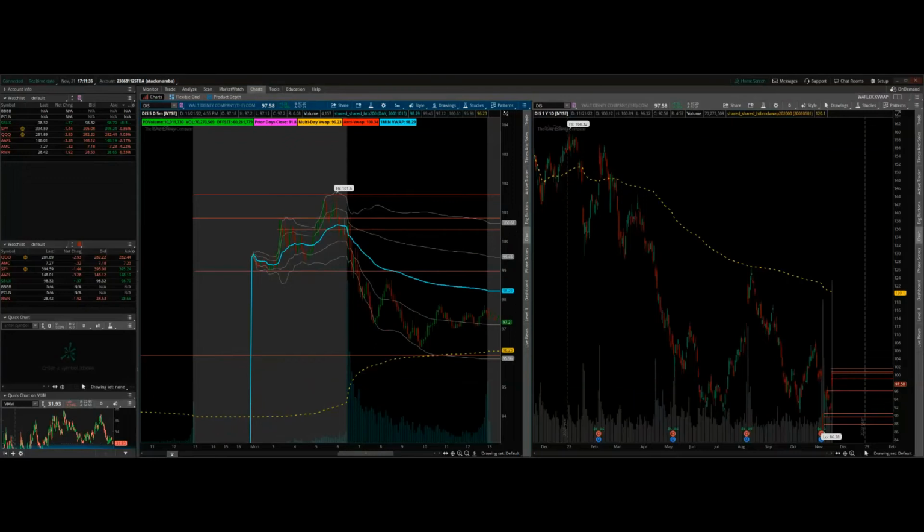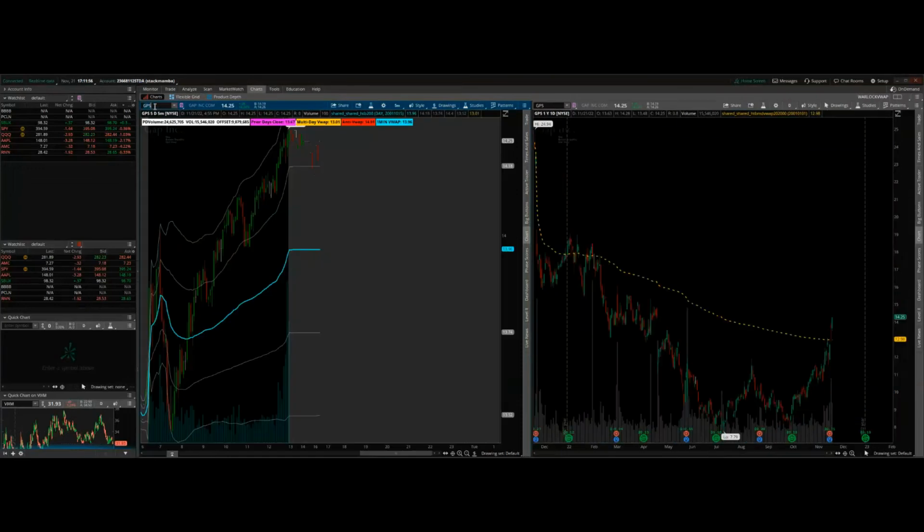Well, let me know what you guys were looking at today. I want to know if you were looking at any stocks in particular, if there's anything you want to look at. If not, then I will move to what else I was looking at today. I was looking at... boom, gap.